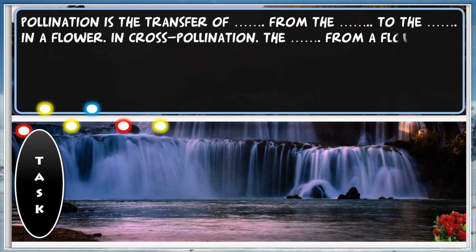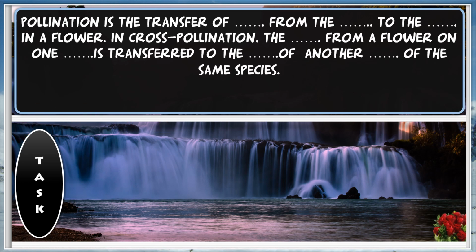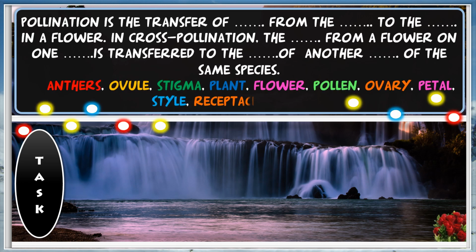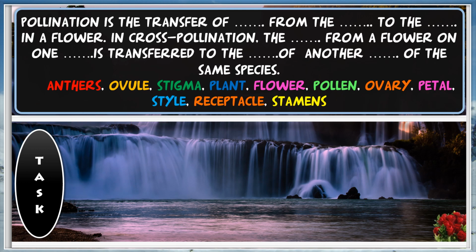Pollination is the transfer of dash from the dash to the dash in a flower. In cross-pollination, the dash from a flower on one dash is transferred to the dash of another dash of the same species. The words to pick from are anthers, ovules, stigma, plant, flower, pollen, ovary, petal, style, receptacle, and stamens.